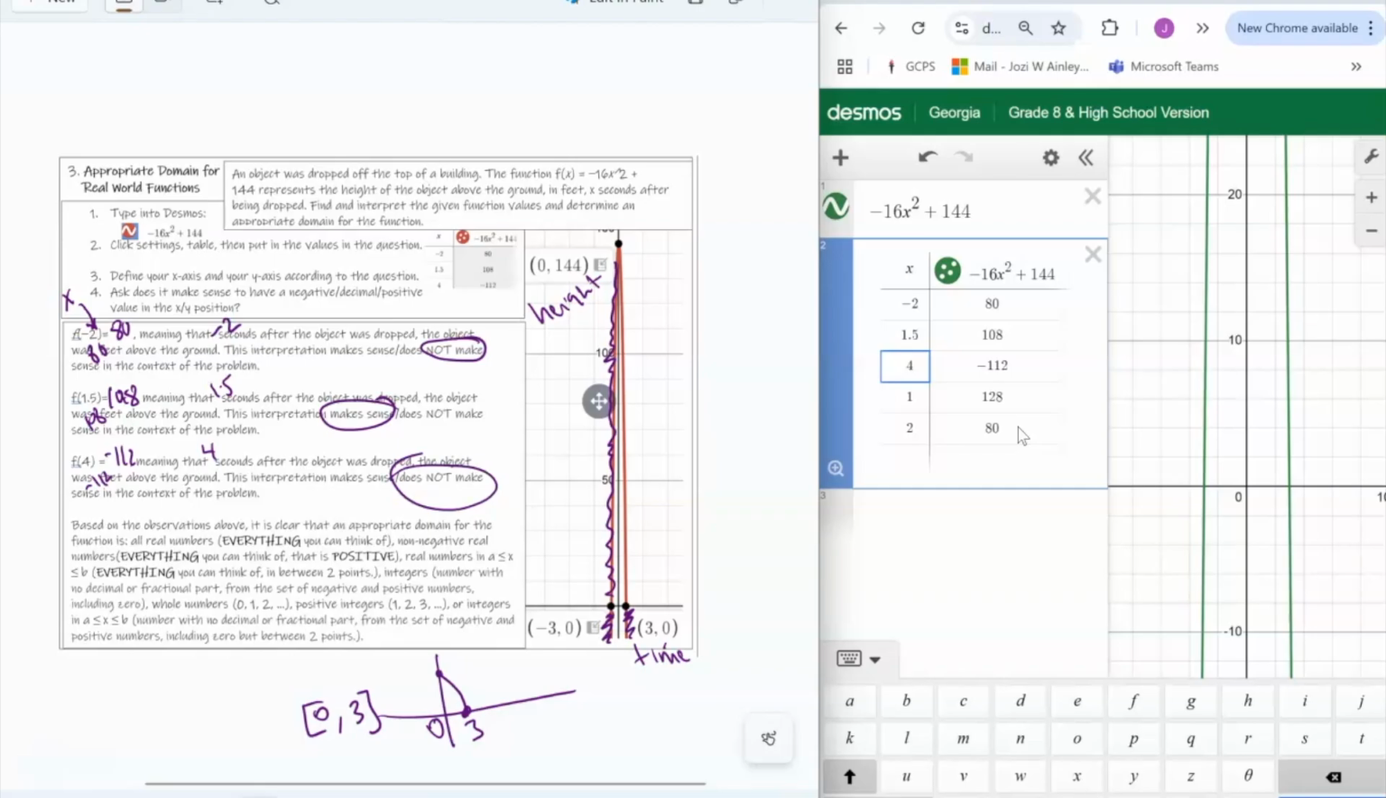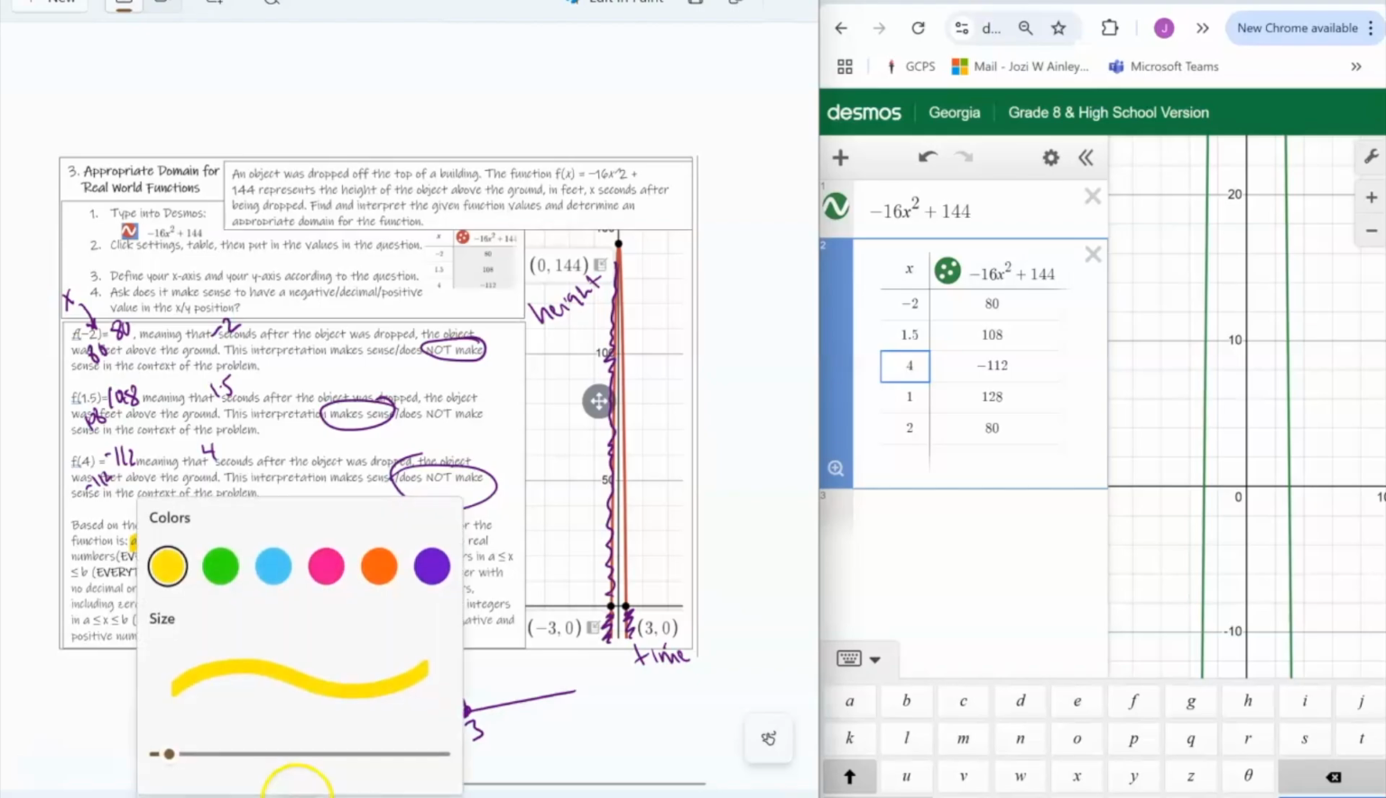So now based on all these observations, here are some definitions for you. Sometimes they'll ask you to write domain in terms of interval notation, closed 0 to 3, but sometimes they'll ask you in terms of definitions. So can the answer be all real numbers? And what does all real numbers mean? Every number you can possibly think of. No, because I already know that this answer didn't make sense. You can't have negative time and you can't have negative height. So no, it's not all real numbers.